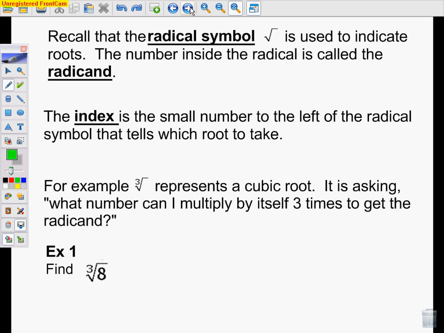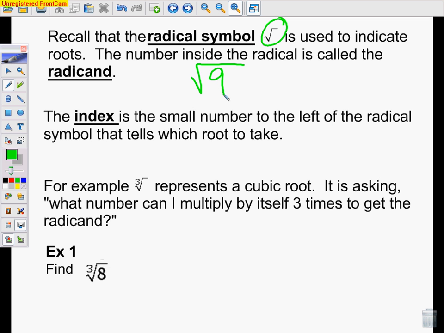Now, let's go ahead and review a little bit of vocabulary. First, we have what's called a radical symbol, that is this here. And the number that's under the radical symbol is called the radicand. For example, if we had the square root of 9, the 9 would be called the radicand.